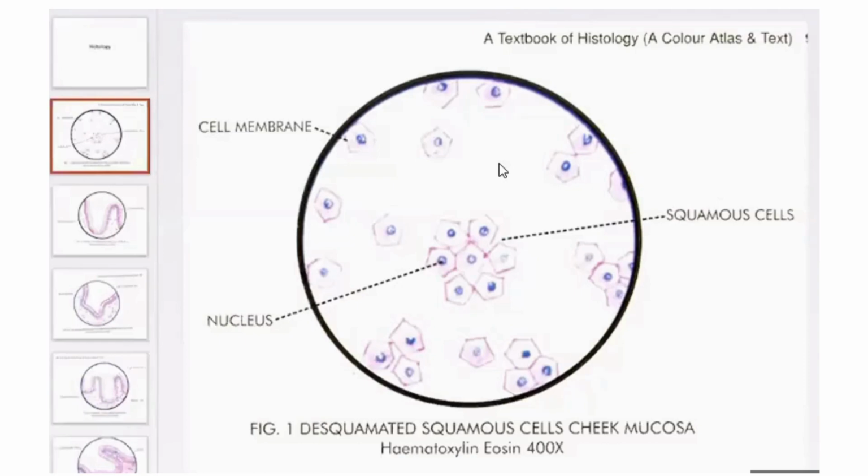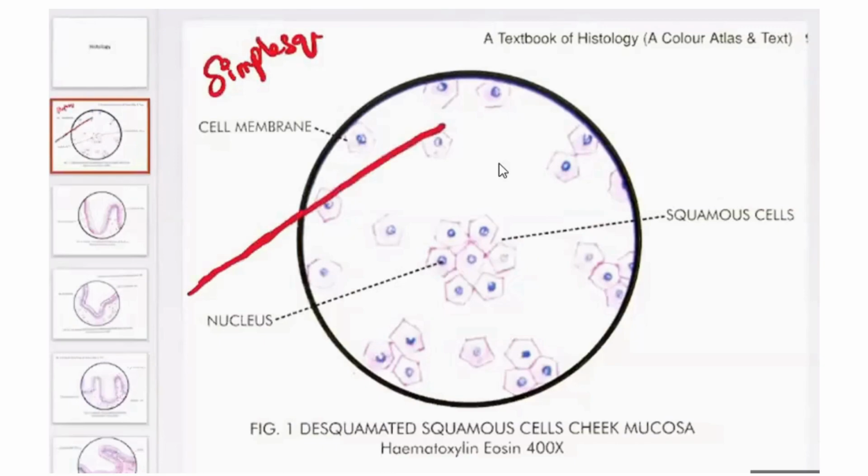So before going to the histology of a particular organ, basic things. Epithelium is the covering, I said. There are various types of epithelium. First is simple squamous epithelium. If you take any epithelium, all epithelium rests on the basement membrane. This line is called the basement membrane.